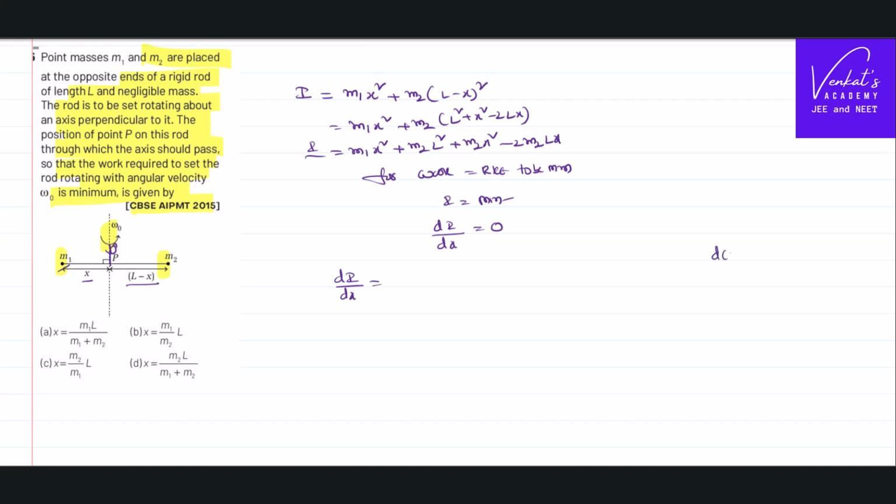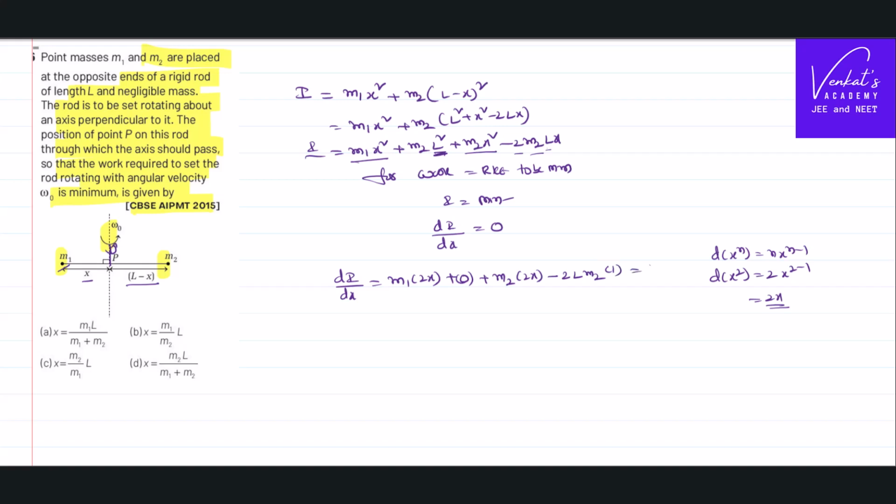There is a formula: differentiation of x power n equals n into x power n minus 1. So differentiation of x square equals 2 into x power 2 minus 1, that is 2x. So M1 into the differentiation of x square is 2x. M2 into the differentiation of L square is zero, because L is a constant. Plus M2 into the differentiation of x square is 2x, minus 2L M2 dx by dx, which is equal to 1.